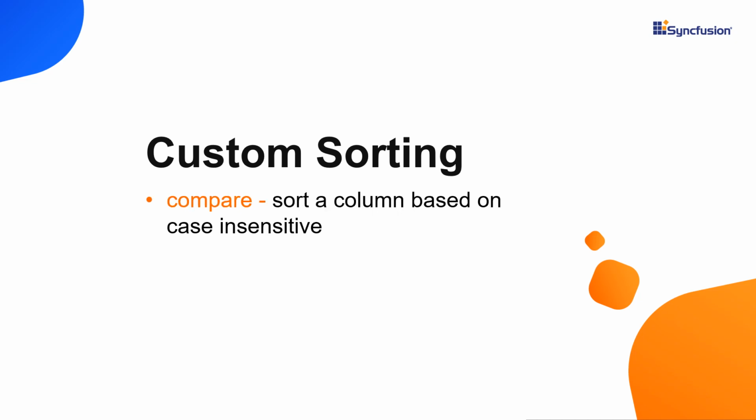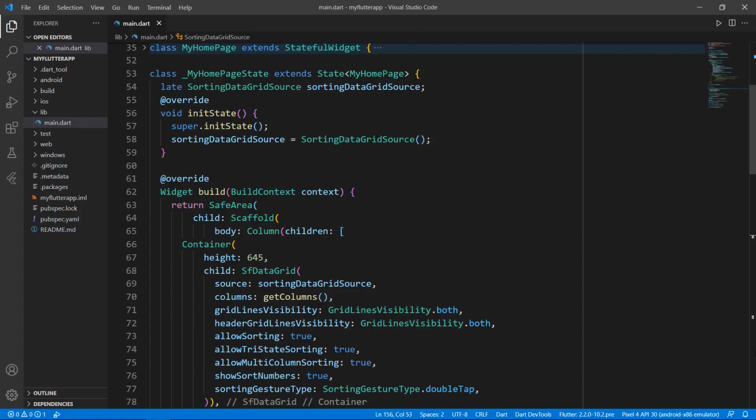In this video, I will explain how to use the compare method to sort a column case insensitively. I am using the sample application that was created during my Flutter DataGrid sorting video. You can download this sample from the link provided in the description below, and you can also watch the DataGrid sorting video titled, Perform Sorting in Flutter DataGrid Widget, which I have shared in this YouTube card.